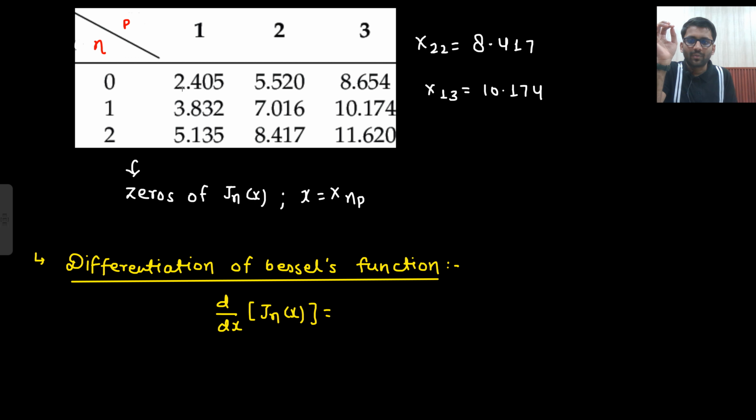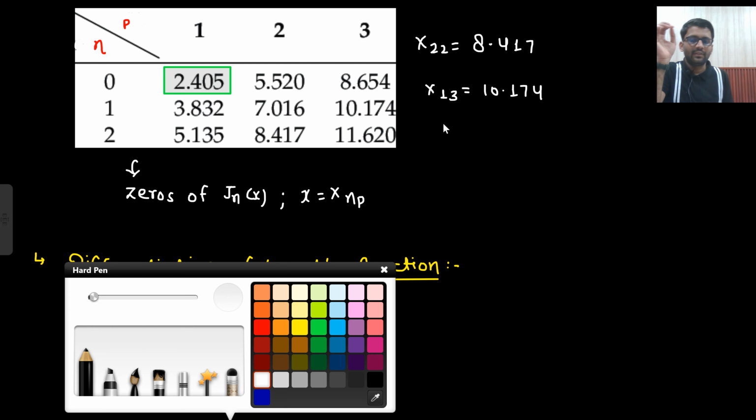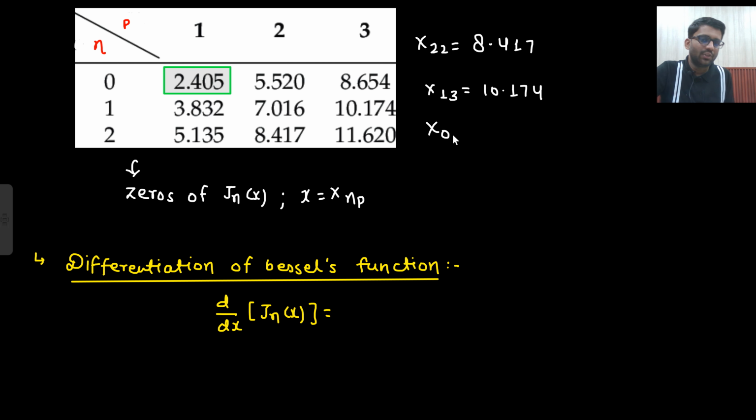And what value am I asking you to remember from this particular graph? 2.405. That means for n equals 0, the first time J0(x) becomes 0 is at 2.405. Because this is the minimum value of all of them, no? 2.405 is the minimum.